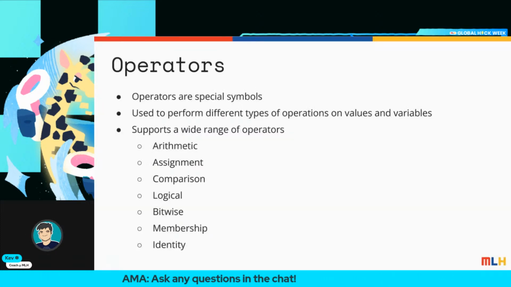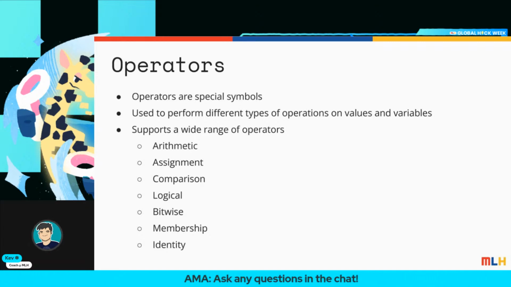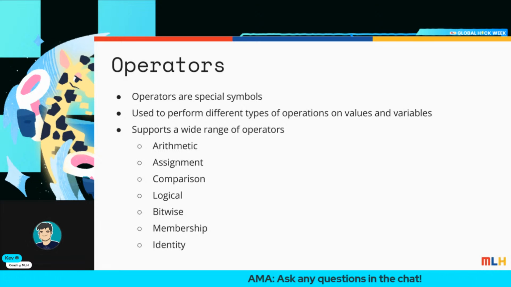But let's see. So we talked about operators. So really quick, there are a few categories of operators. You have arithmetic operators, assignment operators, comparison operators, logic operators, bitwise operators, membership operators, as well as identity operators. We're going to skip over the last three.